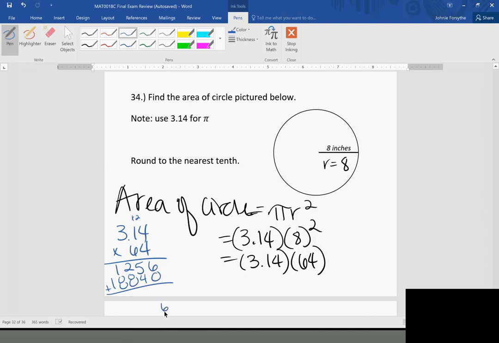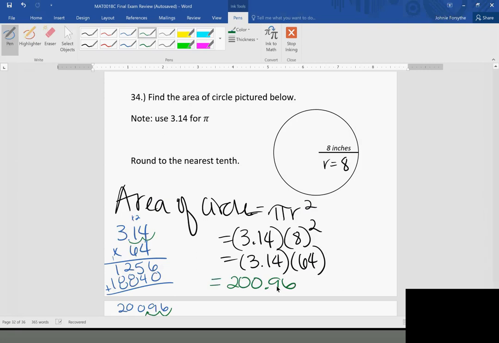So 6 plus 0 is 6. 5 plus 4 is 9. 2 plus 8 is 10. Carry the 1. 1 plus 1 plus 8 is 10. Carry the 1. 2. But remember, I had 2 decimal places, so that's going to move the decimal here. So I end up with 200.96, and then it said round to the nearest tenth.